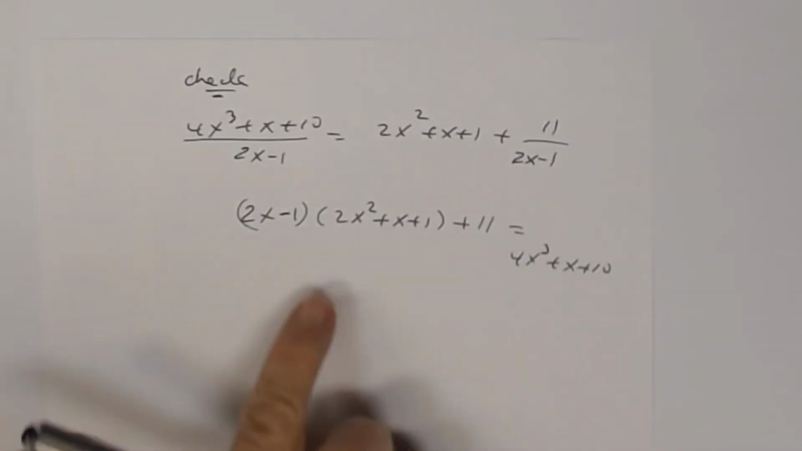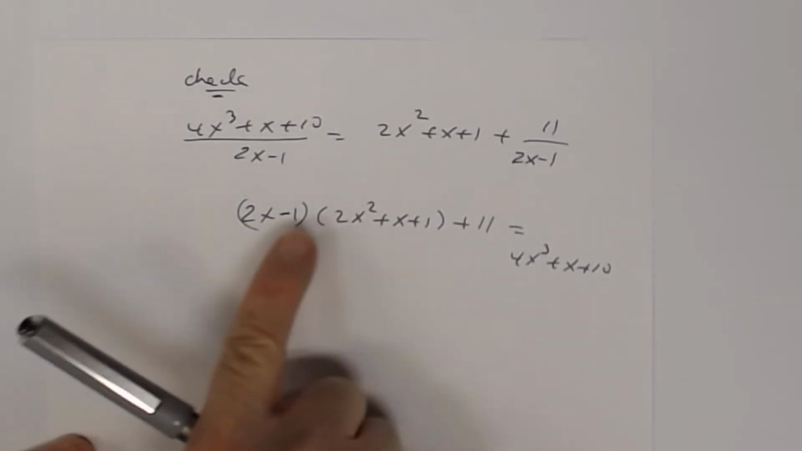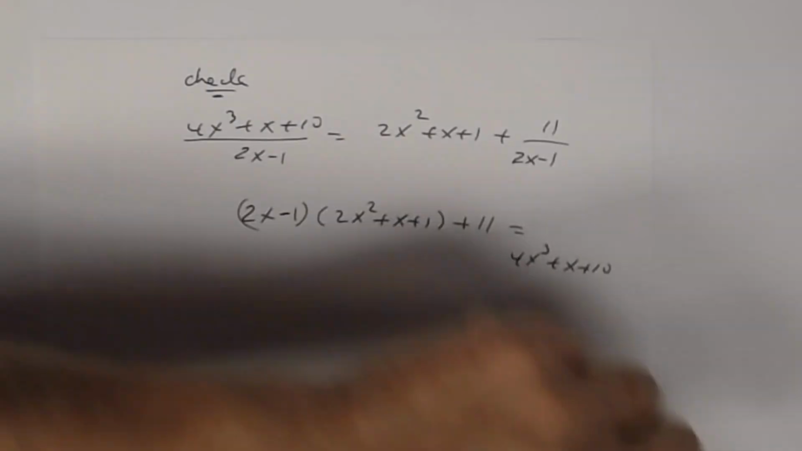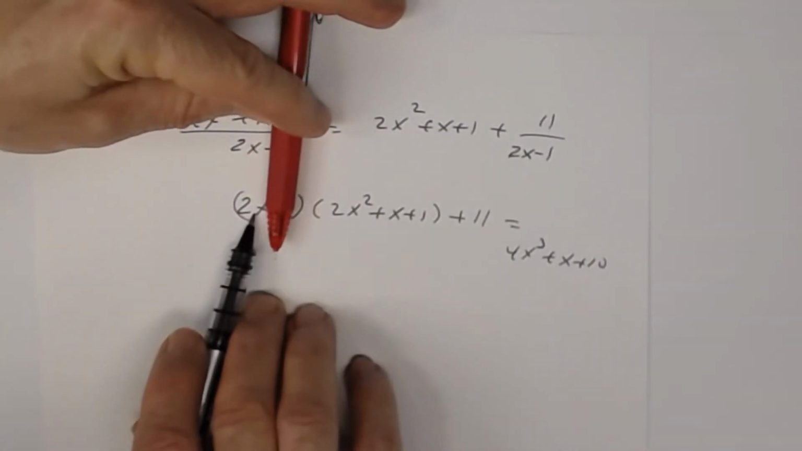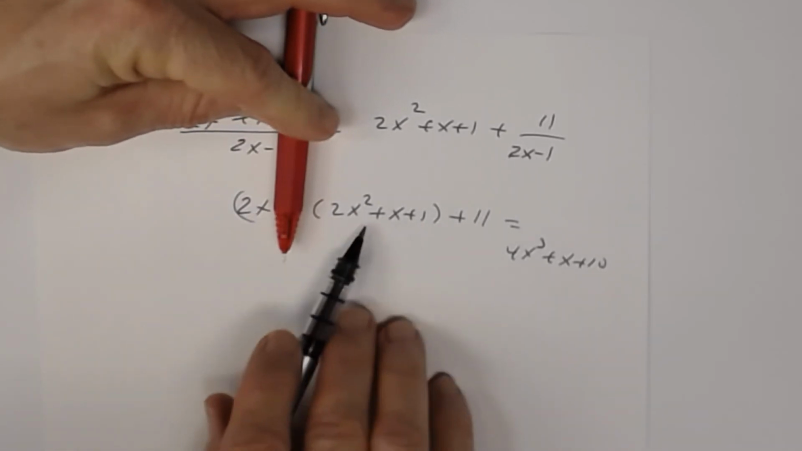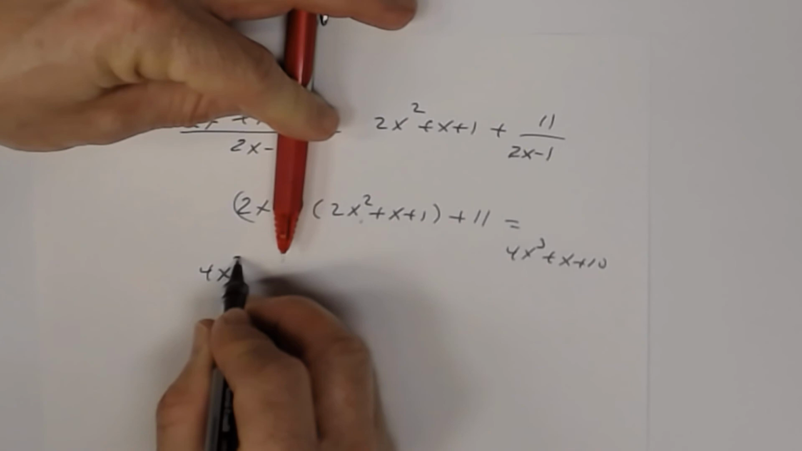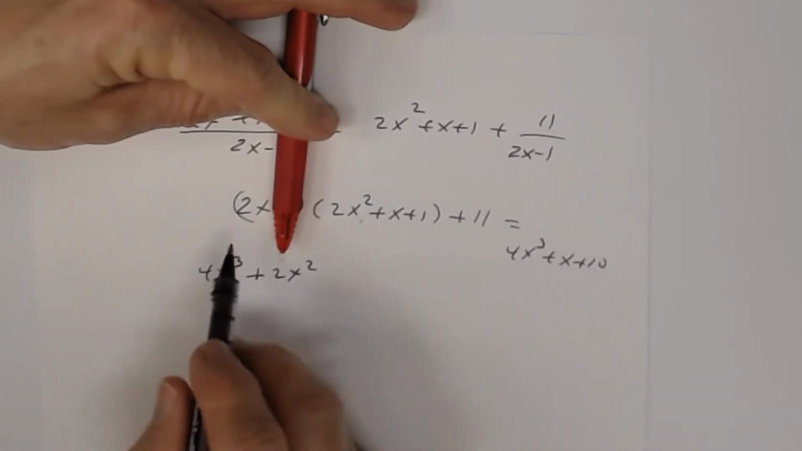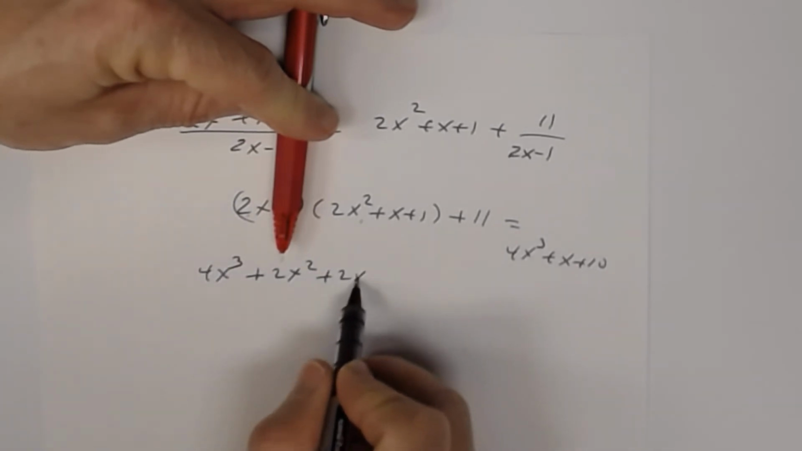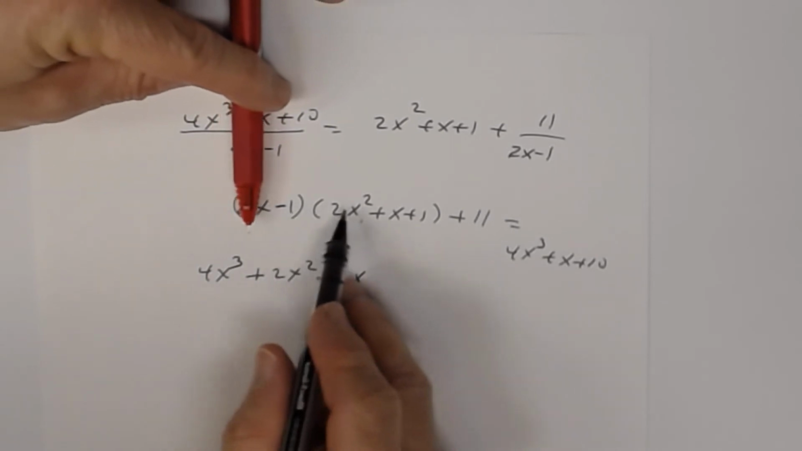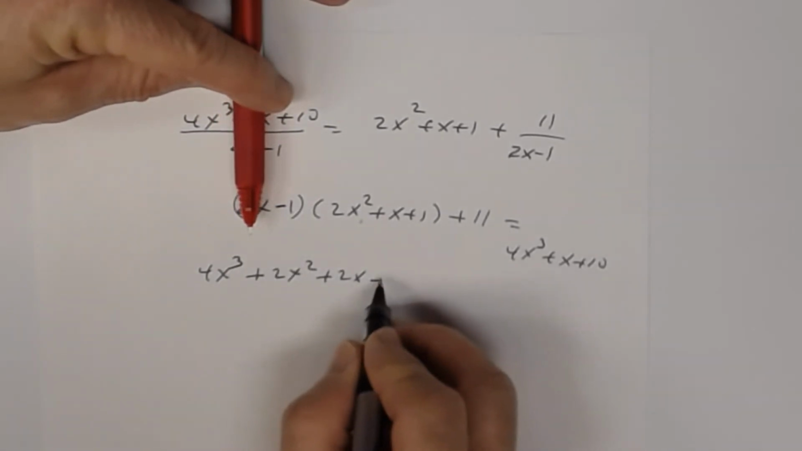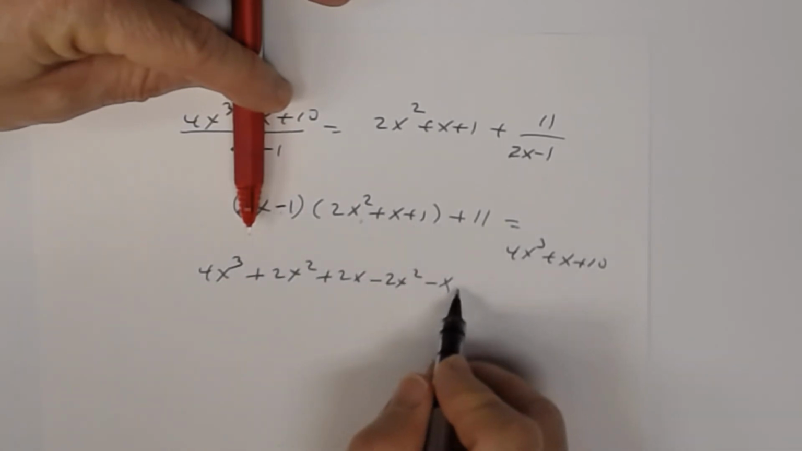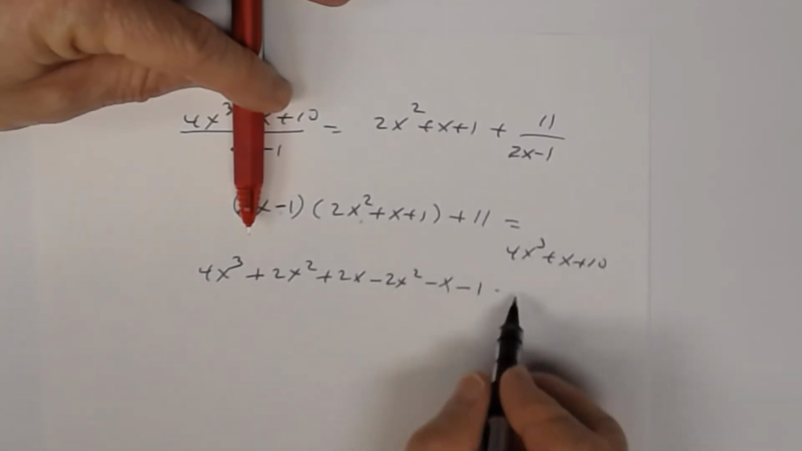All right. Now notice this is a binomial times a trinomial, so I cannot use the FOIL method here, so I use the distributive property. Cover the -1 for right now. So you're saying 2x times all of this. 2x times 2x squared is 4x cubed. 2x times x is 2x squared. 2x times 1 is 2x. Okay, then let's do the -1. Distribute the -1 now. -1 times 2x squared is a -2x squared. -1 times x is a -x. -1 times 1 is a -1, and then our remainder.